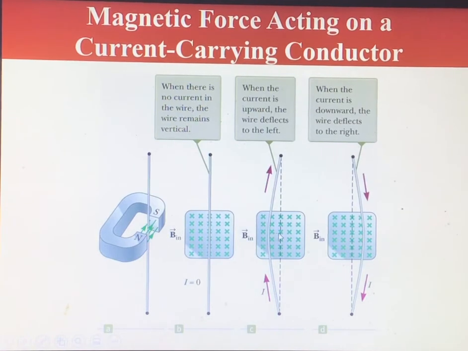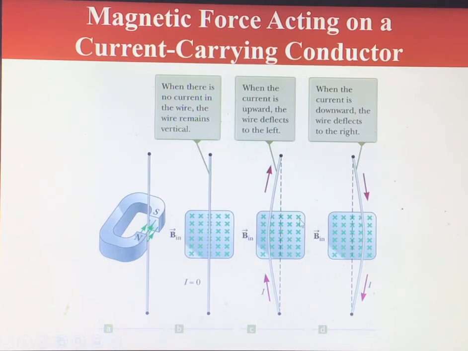So again, if you use the right-hand rule, if you know the direction of the current, in this case the magnetic field is pointing into the paper, then you can use that to calculate the direction of the force. Or if you don't want to do that, you can just use cross products.